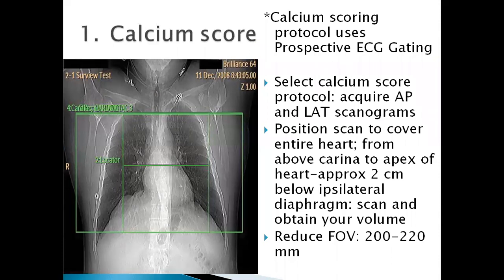So the first thing that you have to know is calcium score also uses prospective ECG gating. Why is this important? This is important to know because it means that the scanning doesn't happen continuously. It only scans when the RR interval is in diastole. So it will scan, pause, scan, pause, scan, pause. So this also means that there's a lower dose for calcium score.